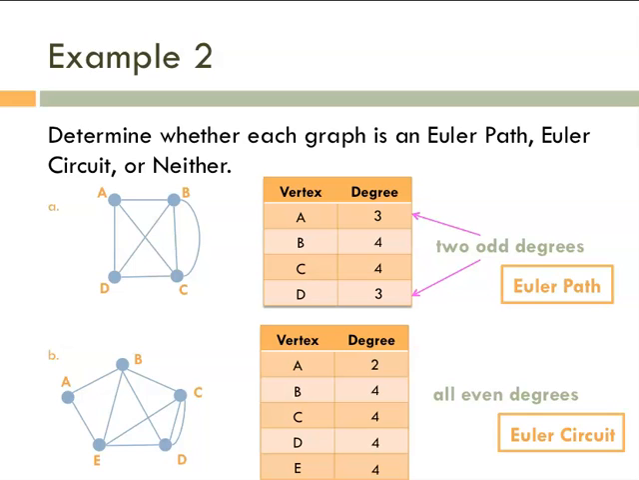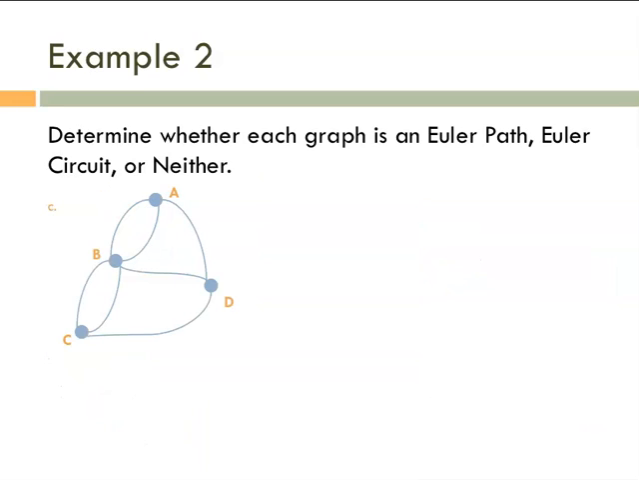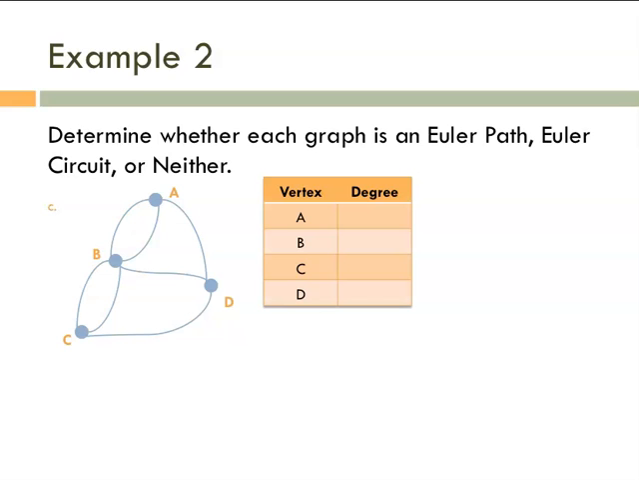And then for the third one, again, we'll do the same thing. You should recognize this graph. This is from the 7 Bridges of Königsberg problem that we looked at last time. We are going to again list off the degrees. Vertex A has degree 3, B has 1, 2, 3, 4, 5, C has 3, and D has 3. You'll notice that there are more than 2 odd degrees, so we can say it's neither.